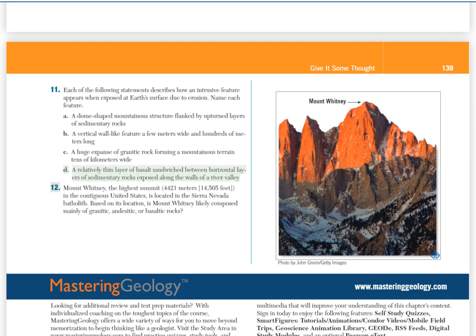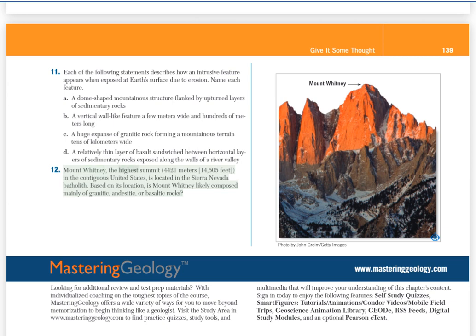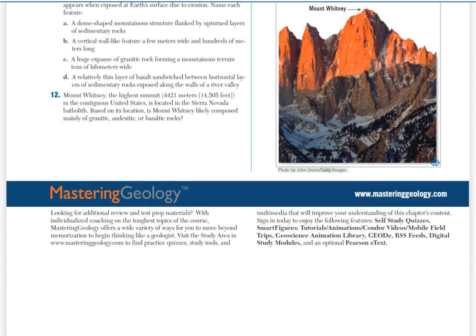12. Mount Whitney, the highest summit in the contiguous United States, is located in the Sierra Nevada batholith. Based on its location, is Mount Whitney likely composed mainly of granitic, andesitic, or basaltic rocks? Photo by John Grine. Getty Images.